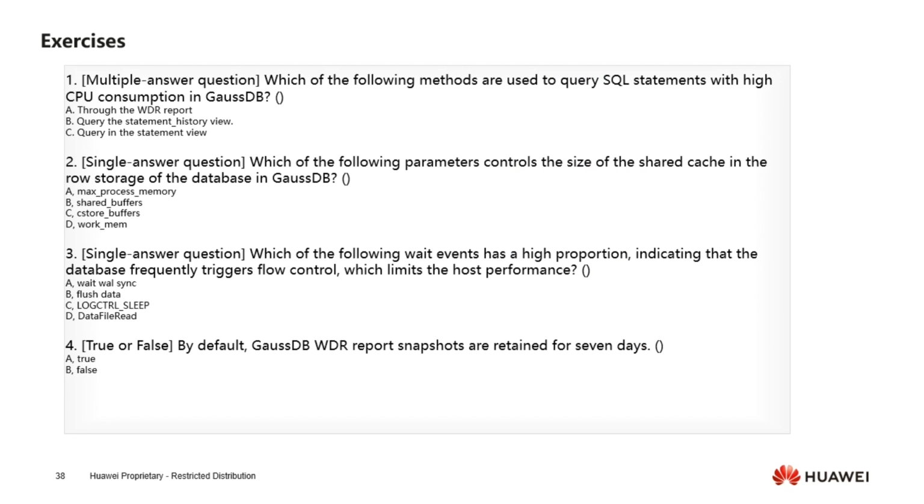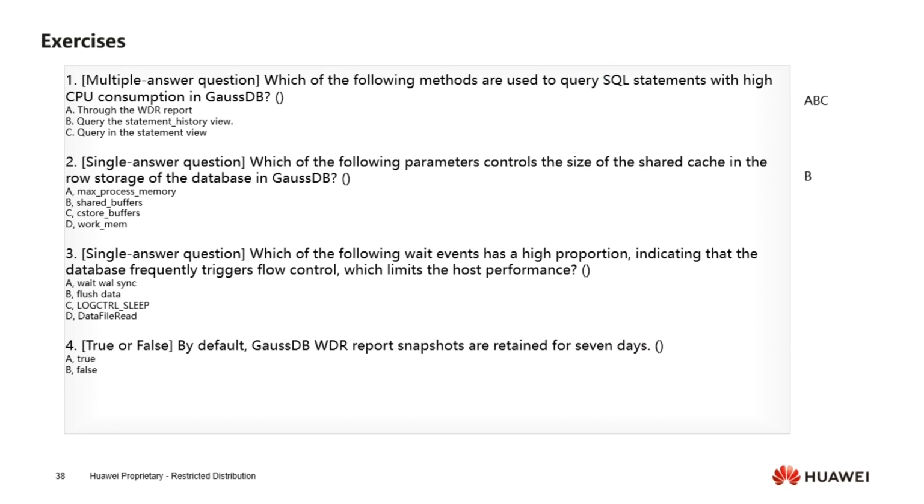In the final section, we're going to look at a few test questions. The first one asks which of the following methods are used to query the SQL statement with high CPU consumption in GaussDB. And the answer is A, B, C, so all of them. The second one asks which of the following parameters controls the size of the shared cache and the row storage of the database in GaussDB. And the answer is B, shared buffers.